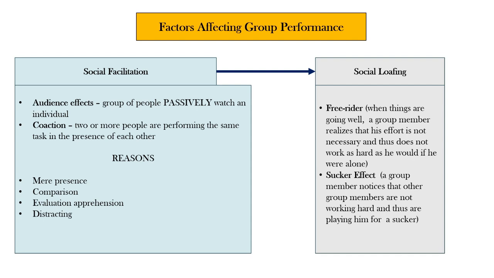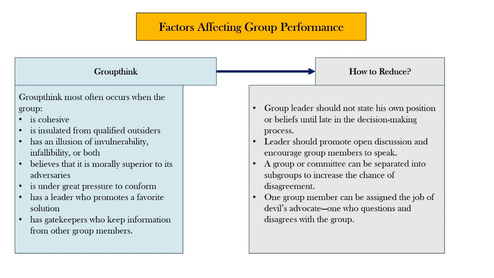Now we also have groupthink. Groupthink most often occurs when the group is cohesive, is insulated from qualified outsiders, has an illusion of invulnerability, infallibility, or both. They believe that they are morally superior to their adversaries. They're under great pressure to conform. They have a leader who promotes a favorite solution and has gatekeepers who keep information from other group members.